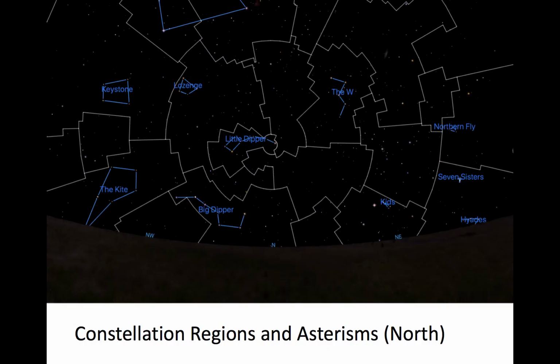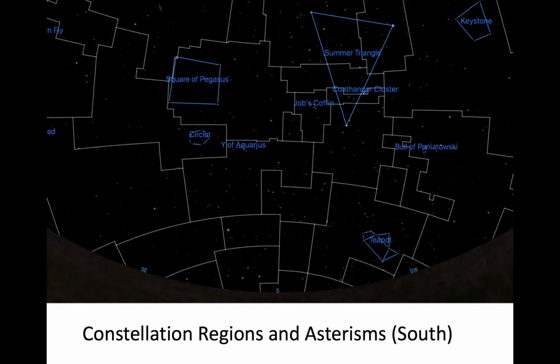Here is a view of the sky to the north with the constellation borders shown. The blue lines and labels are some of the most well-known asterisms that are located within those constellations. Remember that asterisms don't need to be contained within one constellation region. An asterism can span multiple constellations. One example is the Summer Triangle that spans 3 constellations.